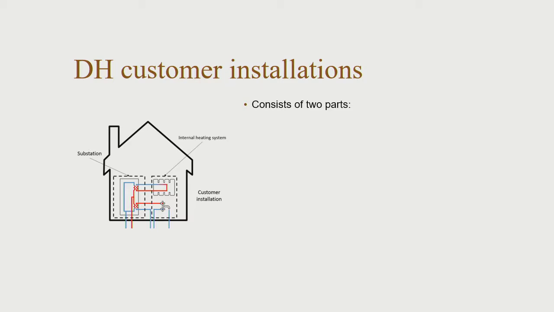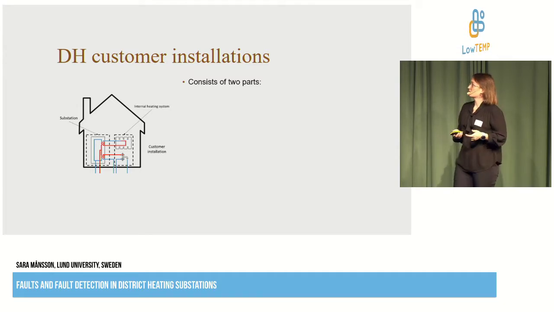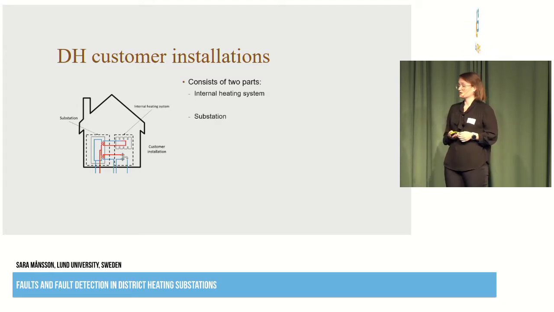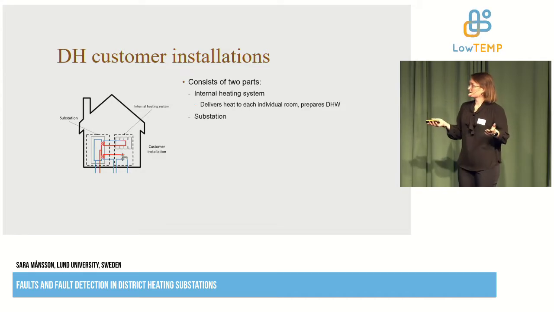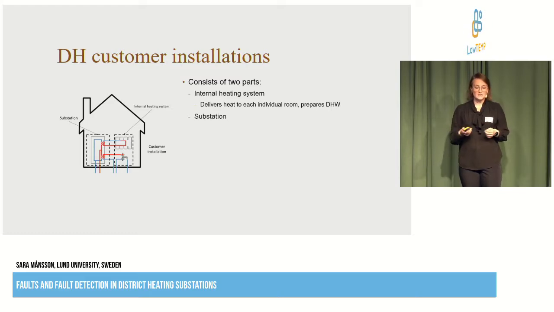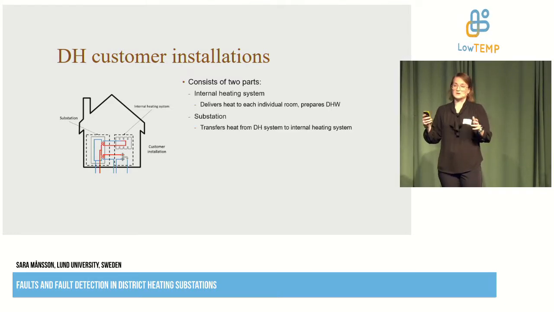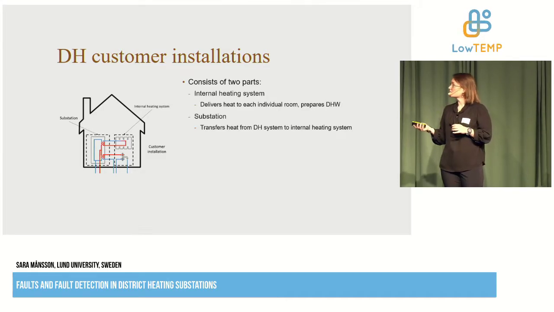First of all, I just want to introduce a bit of some words about the customer installations. You could say that the customer installations consist of two parts. That is the internal heating system and the substation. The internal heating system, of course, delivers heat to each individual room and also prepares the domestic hot water if needed. And the substation is the component which transfers heat from the district heating system to the internal heating system.